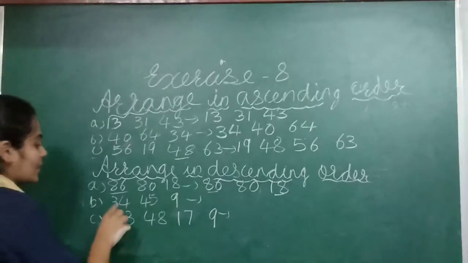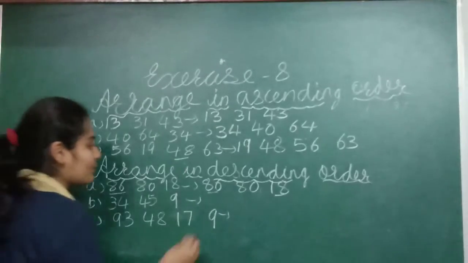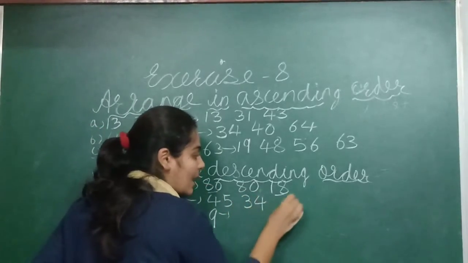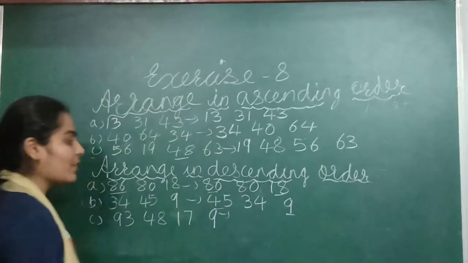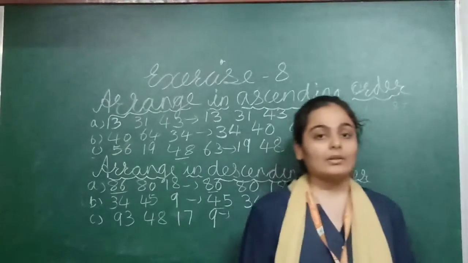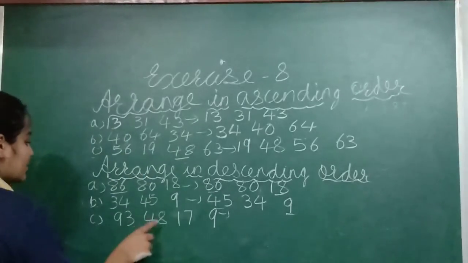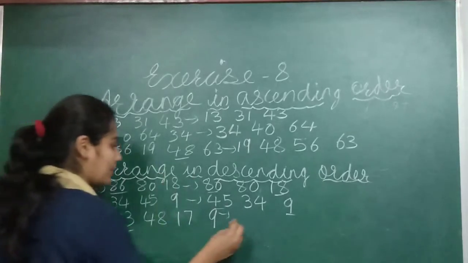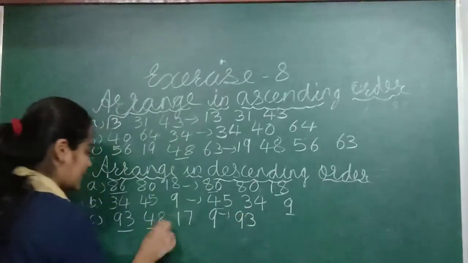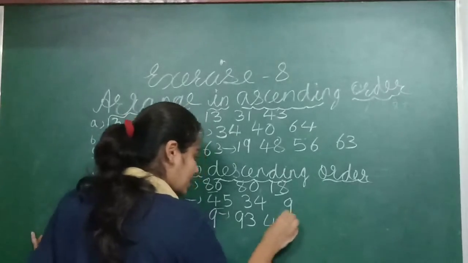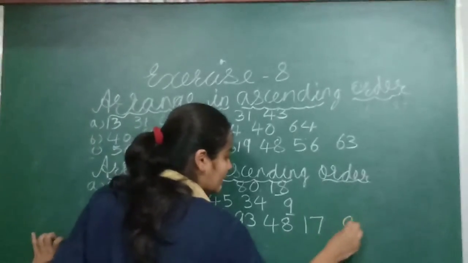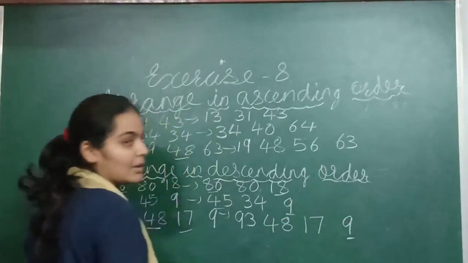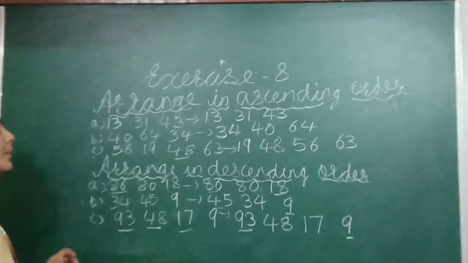Okay. 34, 45, 9. So 45 is the biggest number, then 34, then 9. 9 is the smallest, 45 is the biggest. Okay. Next: 93, 48, 17, 9. So first 93 is the biggest, then 48, 17, 9. Okay. So 9 is the smallest number and 93 is the biggest number.